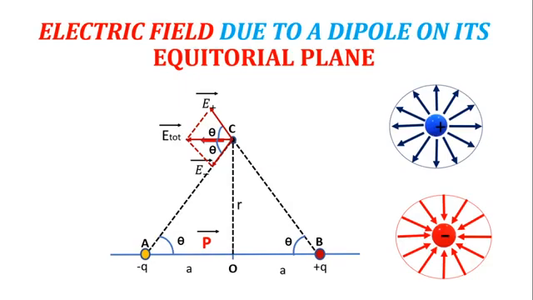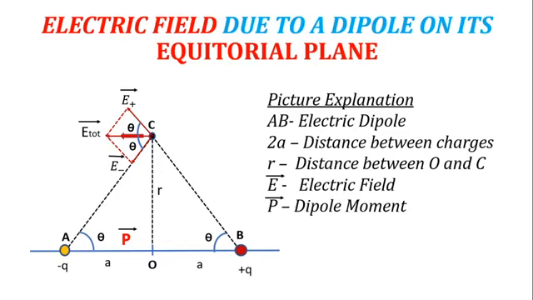Why do we need this parallelogram? You have a doubt, isn't it? We need this parallelogram to find the resultant of two vectors. We will construct a parallelogram, and the diagonal of the parallelogram will be the resultant. The picture explanation is like this. AB is the electric dipole, 2a is the distance between the charges, r is the distance between O and C, vector E is the electric field, and vector P is the dipole moment. This picture explanation is enough.